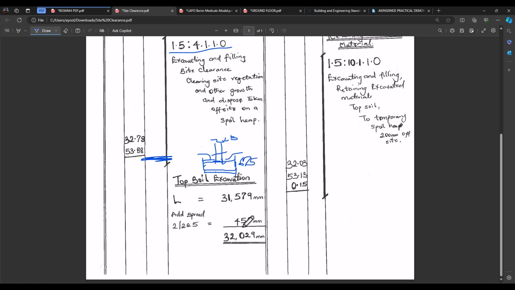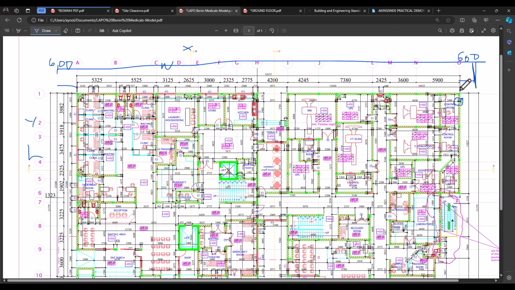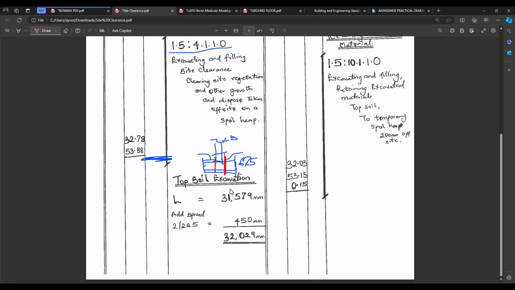675. So in order to cater for this side, let me change the color so we can understand. In order to cater for this part and this part, we are adding spread, because from here to here is 250, from here to here is 250. If we did not add spread, we would only be taking our dimension from this point to this point, and we would not be considering the spread for our foundation footing. So that's where we are adding spread, 225 to one side and 225 to the other side, in order to cater for our footing. I hope you understand that.